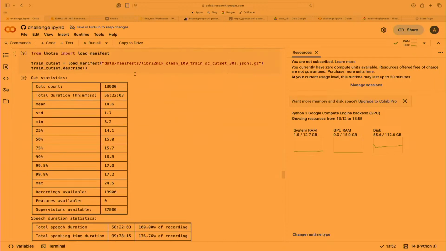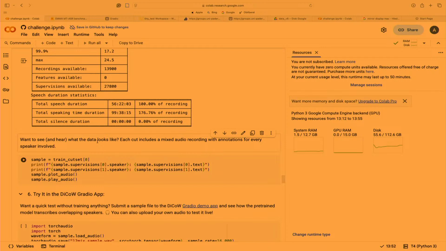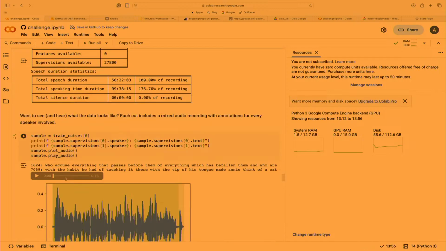Yeah, sure. So here we have it. You can also see that there are 100 hours of speech, which corresponds to the fact that we created the data from Libri2Mix 100, or LibriSpeech 100 clean, which then corresponds to Libri2Mix 100 clean. So here is a sample. To get a sample from the train cut set, you just do train cut set 0, and you can see what is there.